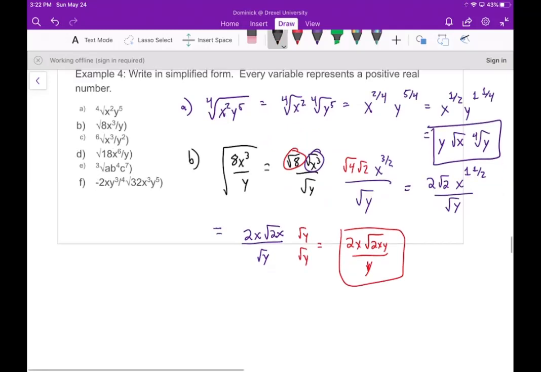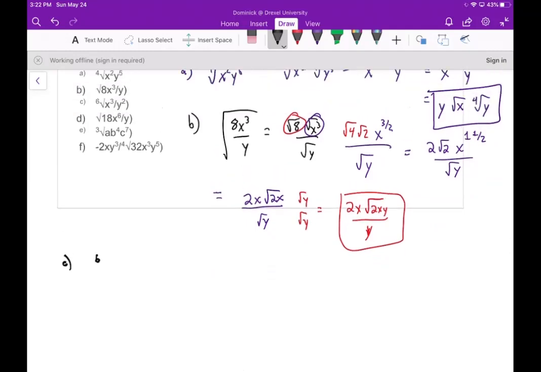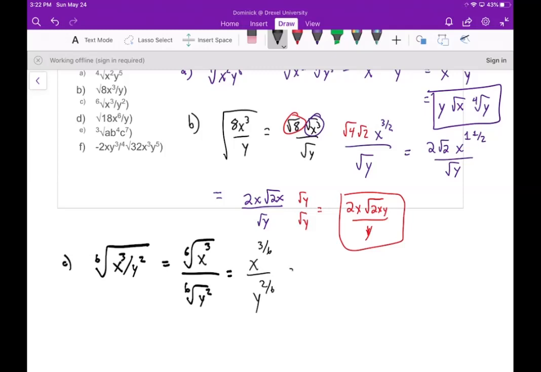Okay, part C, we have a 6th root of x to the third over y squared. Right, so here we can think of this as the 6th root of x to the third over the 6th root of y squared. Well, if we write these in fractional form, you get x to the 3 over 6, y to the 2 over 6, and we can simplify each of those fractions. This will be 1/2, and this will be 1/3.